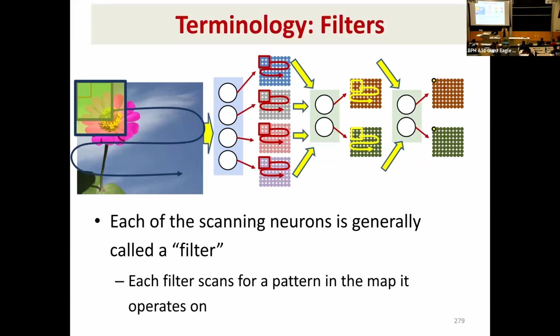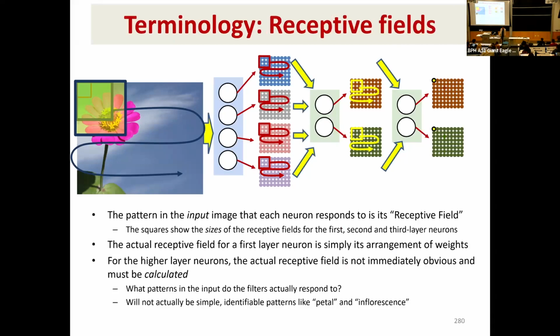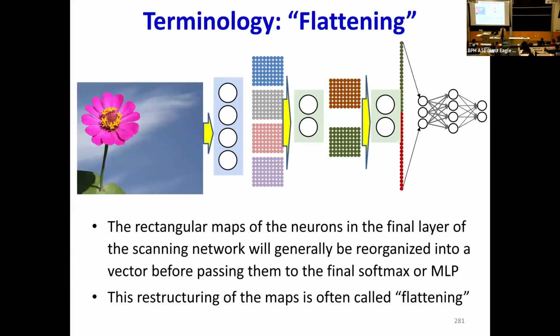And each of these scanning neurons is generally called a filter. It's called a filter because this business of scanning is called convolution. And so the term convolution is derived from signal processing, and what you actually convolve inputs with is called a filter in signal processing. So these neurons are also called filters. Each filter scans for a pattern in the map it operates on, and the size of the input and the pattern it's looking for is called the neuron's receptive field, right? And for higher layer neurons, it's not obvious what the receptive fields, the patterns are, they must be calculated.